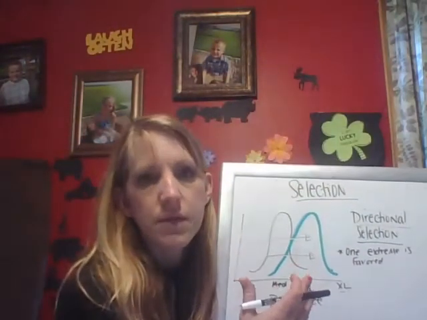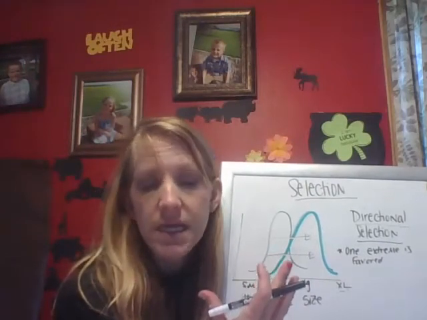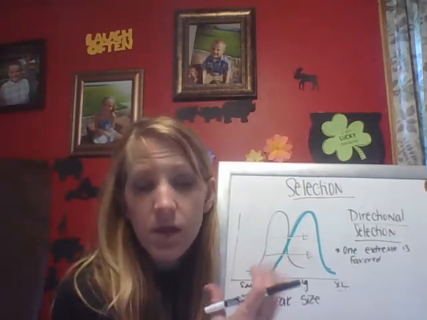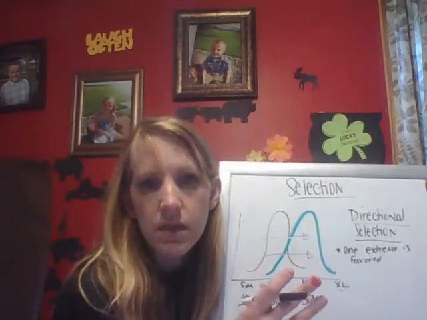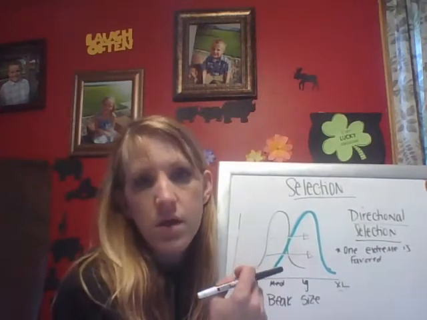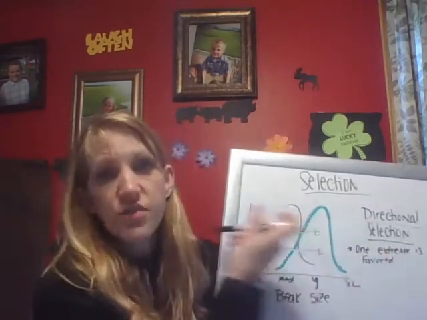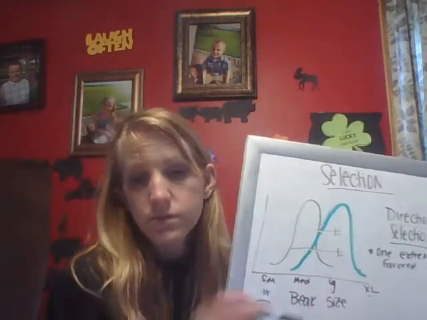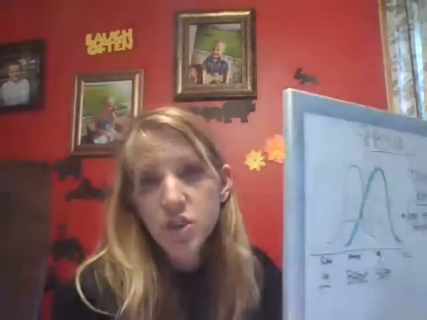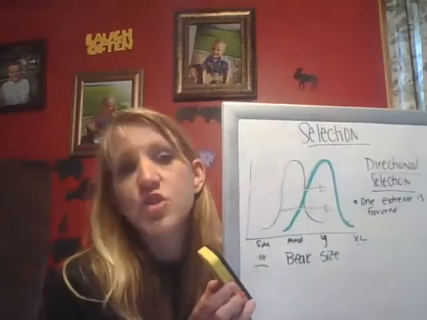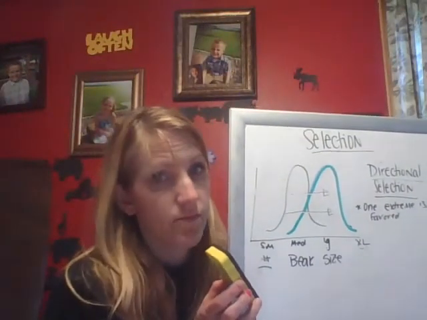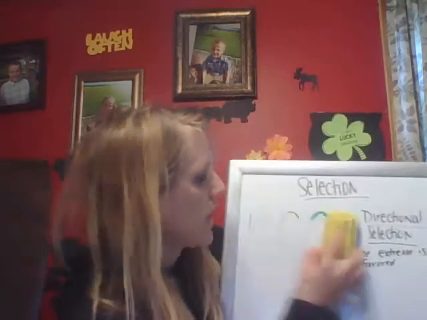Could be a different example, say the super large spiders, they get eaten by the birds because they're visible. The medium spiders, some of them get eaten, and the small spiders always escape. So then the graph would change direction this way. So that'd be another example. Questions on directional selection? The whole graph changes direction. Got it? Okay.